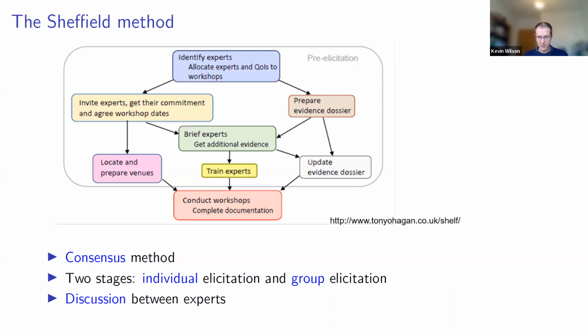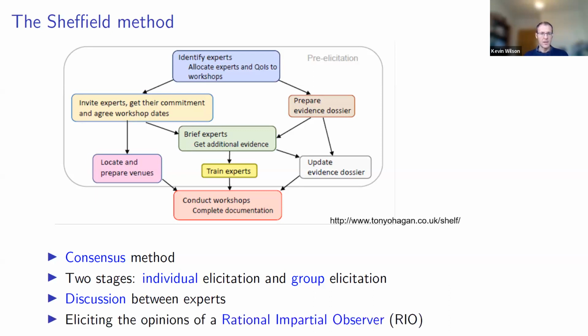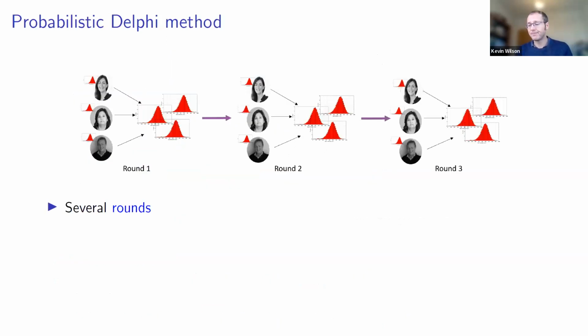It perhaps brings the experts closer together in terms of their judgments. And then at the end, rather than say all the experts agree, we elicit the opinions of a rational, impartial observer, some hypothetical person, in the group elicitation part. So that's what I would normally use. In these two projects where they're not keen on the Sheffield method, the thing that I thought I might use is some version of a probabilistic Delphi method. So this is the third method alongside the classical method and the Sheffield method that EFSA recommend, for example.